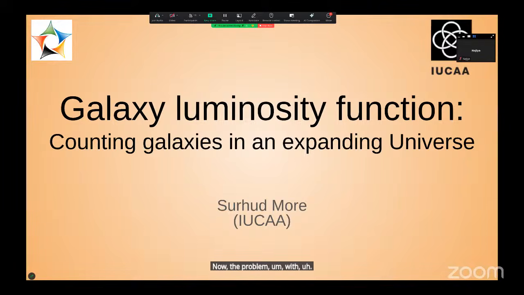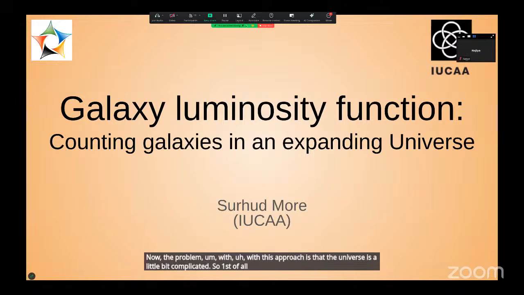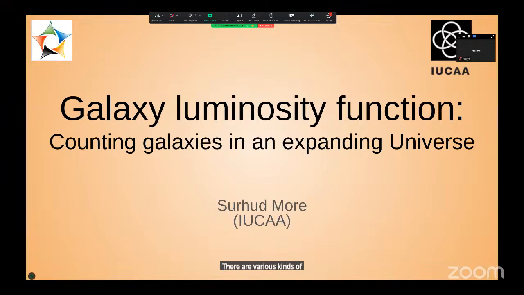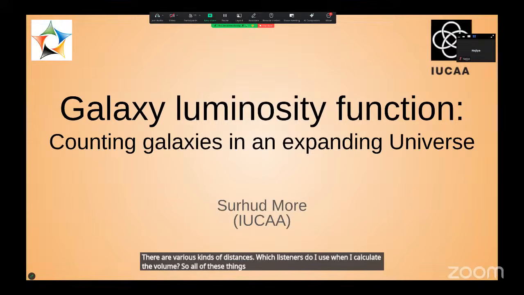with this approach is that the universe is a little bit complicated. First of all, the universe is expanding. What do we mean by distances in the universe? There are various kinds of distances. Which distance do I use when I calculate the volume? All of these things can be involved.